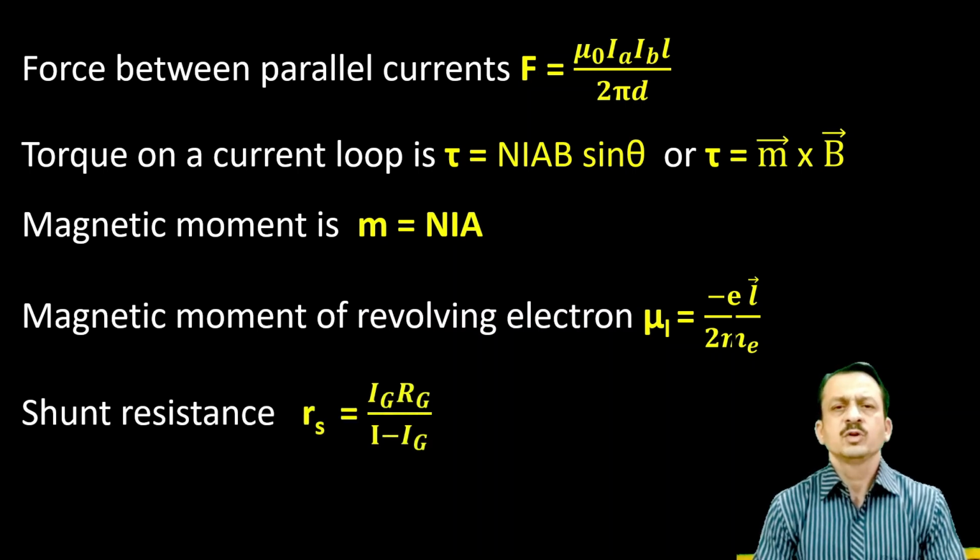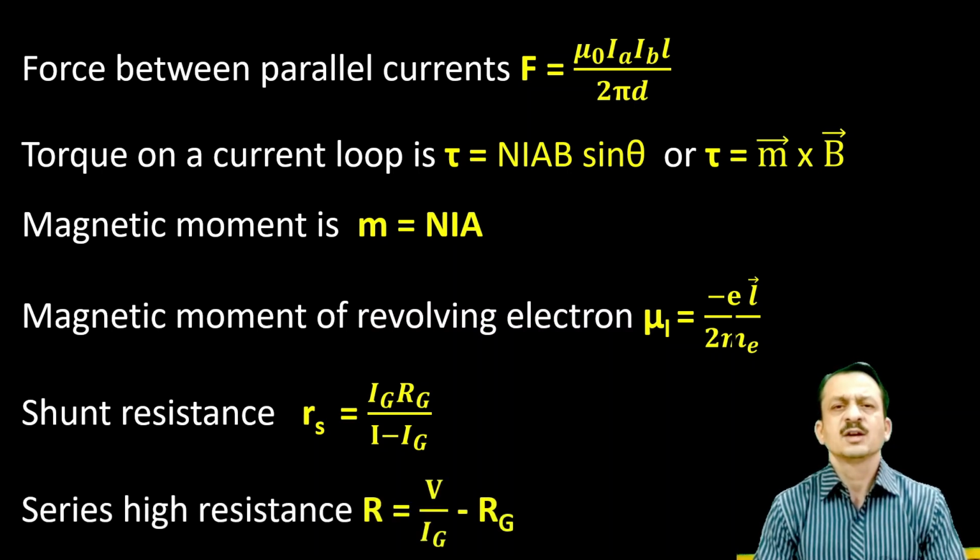Now we know that a galvanometer can be converted into an ammeter as well as a voltmeter. It can be converted into an ammeter by connecting a low resistance in parallel, and that low resistance is called the shunt resistance and is given by Rs is equal to Ig into Rg, where Rg is the resistance of the galvanometer, divided by I minus Ig. Similarly, a galvanometer can be converted into a voltmeter by connecting a high resistance in series. The value of the high resistance is given by this formula, R is equal to V by Ig minus Rg, where Ig is the full scale deflection current.